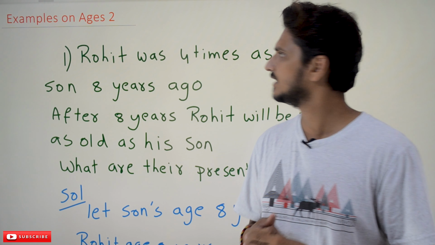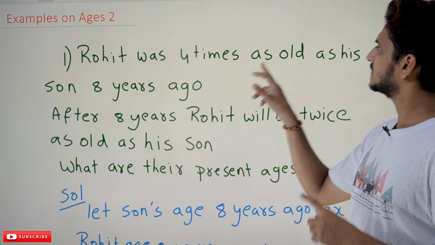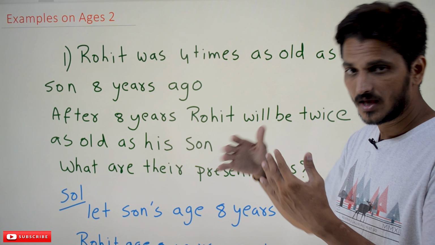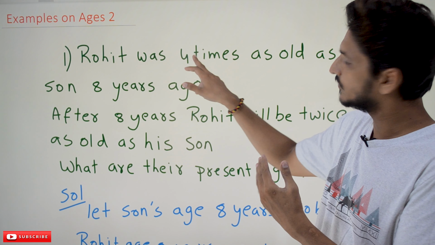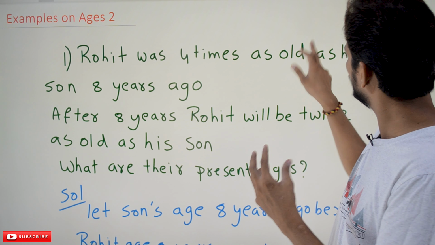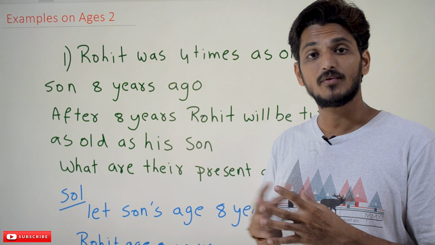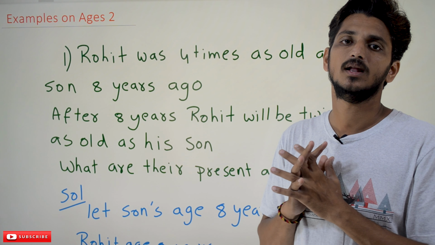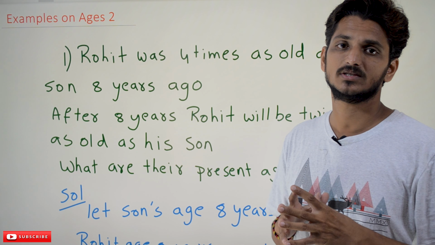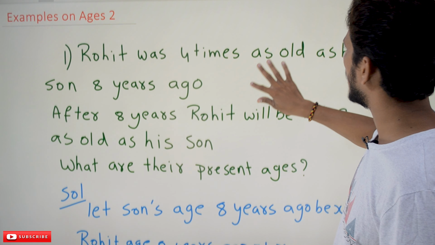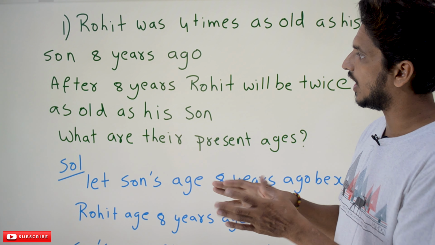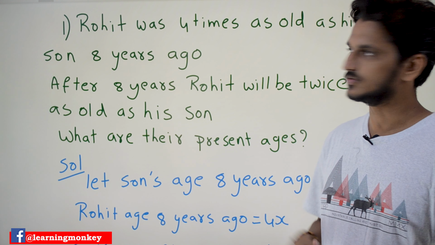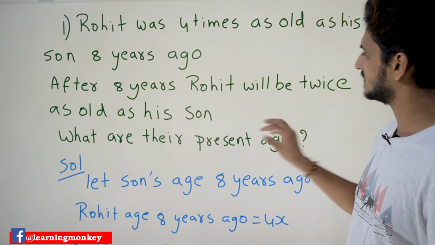Coming to today's class, Rohit was 4 times as old as his son 8 years ago. See, it was given that 8 years ago, Rohit was 4 times as old as his son. So in these types of examples, choosing x is very important to make the equation simple. So these points we discussed in our previous classes. Rohit was 4 times as old as his son 8 years ago. After 8 years, Rohit will be twice as old as his son. So two statements have been given. What are the present ages?